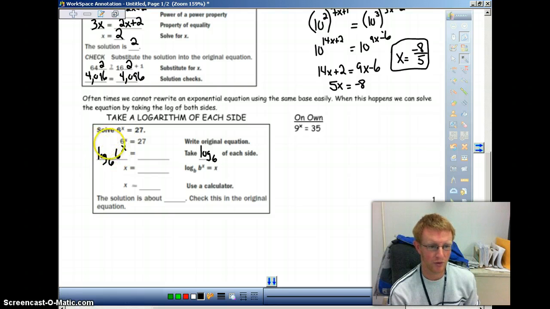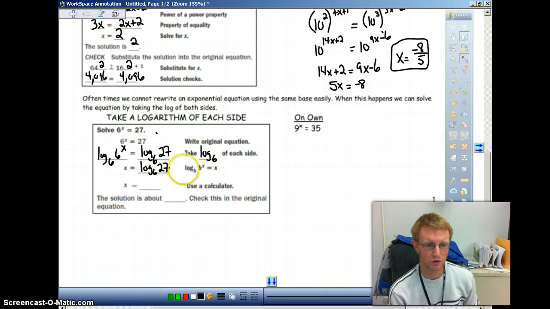Now, whatever you do to the left side, you got to do to the right side. So it's going to be log base 6 of 27. Sorry, little typo there. Now, the log base 6 and 6 cancel out. That was the point. We've done that earlier. It just equals x. Those are inverses of each other. So basically, x is equal to the log base 6 of 27.